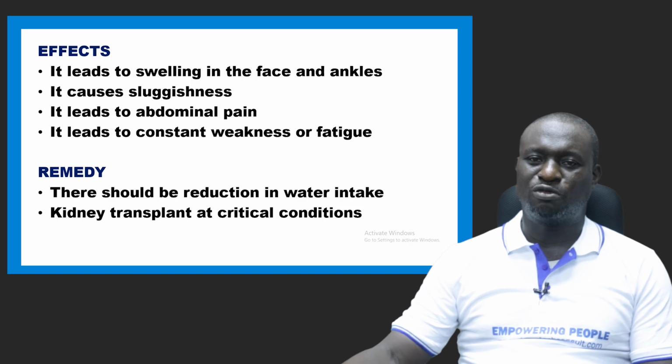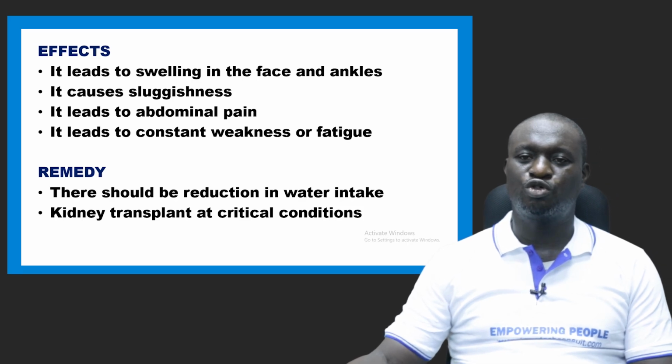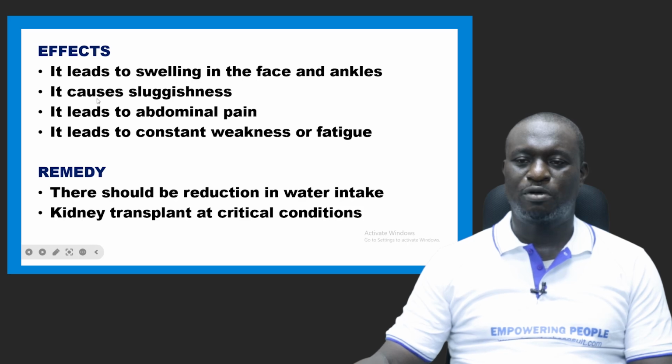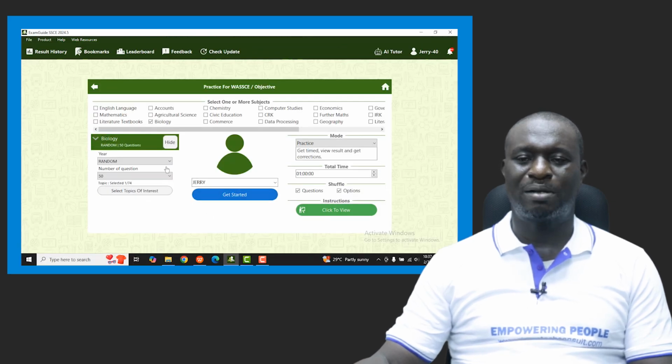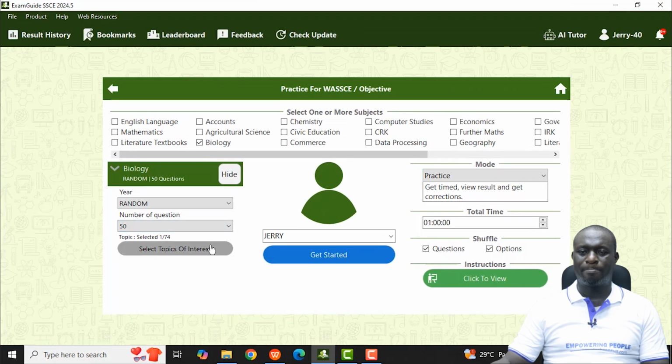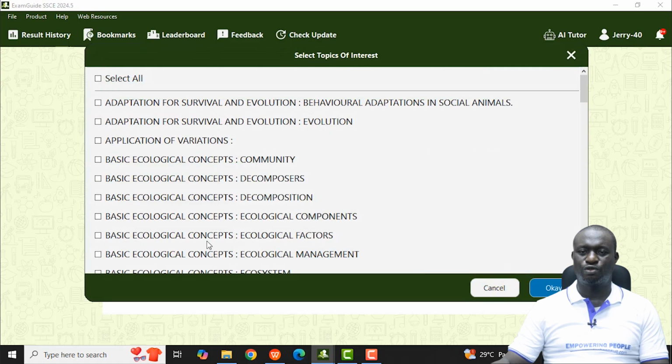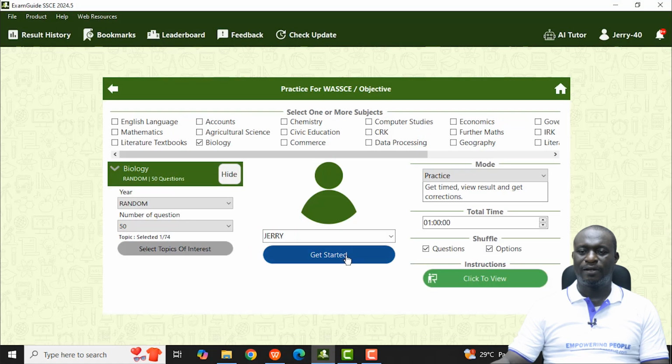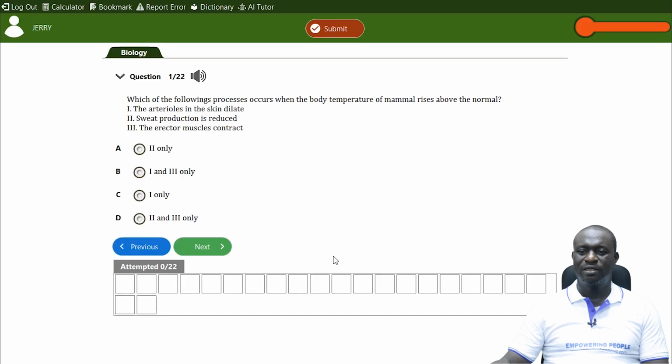Now, before I go, I would just want us to take a look at 1 or 2 questions using the ExamGuide app. Let's look at the ExamGuide app. We're going to pick a particular question, probably one. Let's see, 1 or 2. Okay. We move to this. All right.